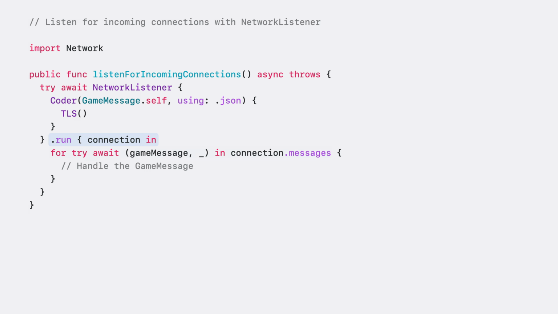Network Listener will start a new subtask for me for every new connection, so I can perform async operations in my closure without worrying that I'll be preventing the listener from continuing to deliver new incoming connections. When I get a new connection, I use the messages property on network connection to handle the incoming messages from the client.